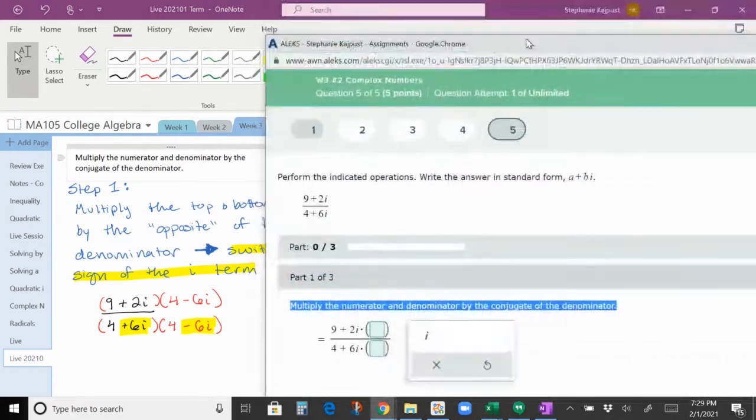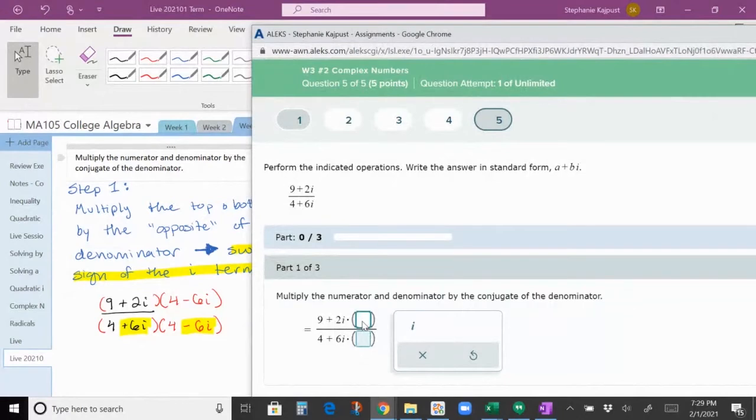So I'm going to just bring over the question here. They just want you to literally write down what we're multiplying by here, because we're just stepping through it.